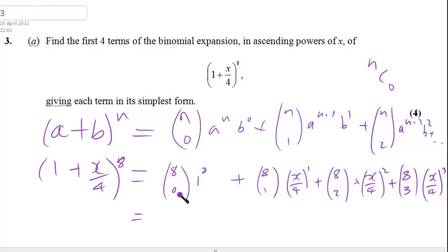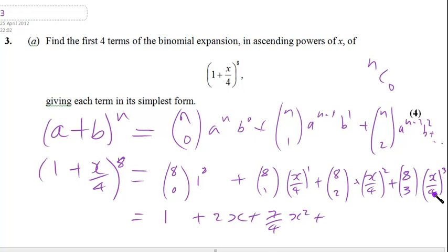Let's simplify that. This just comes out to be 1. Plug these into your calculator. This just comes out to be 8 times x over 4, which just gives you 2x. The next term, once you've calculated 8c2 times by 1/16, you will simplify to get 7 over 4 x squared.